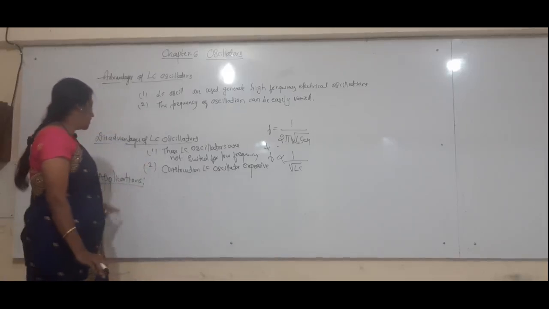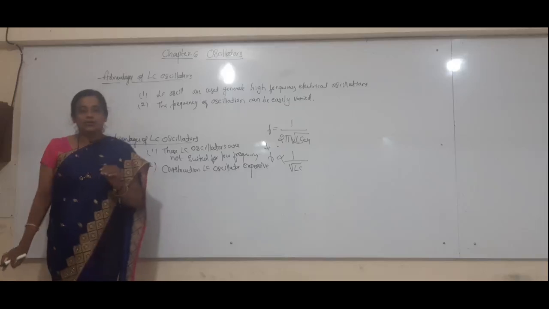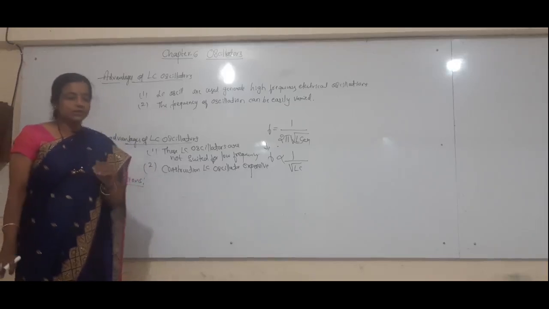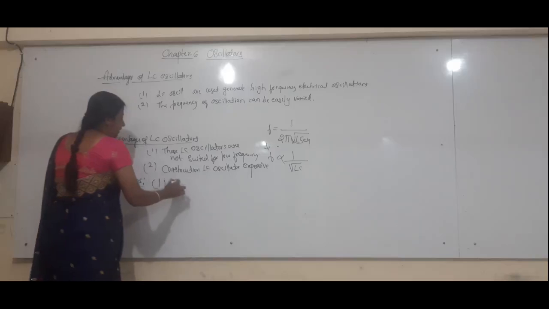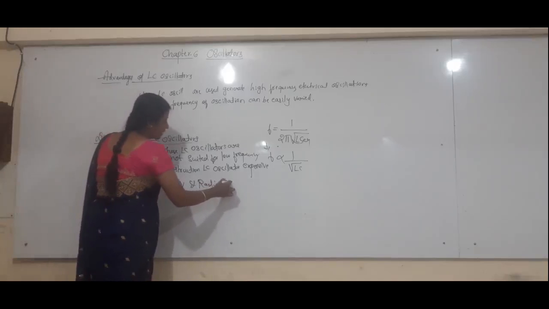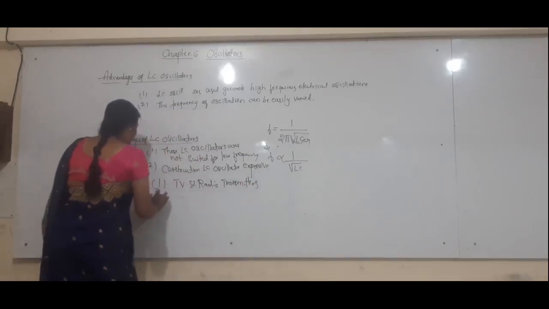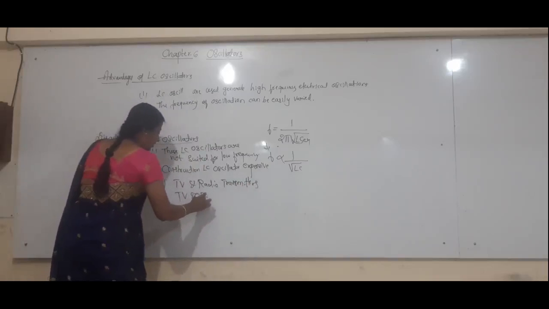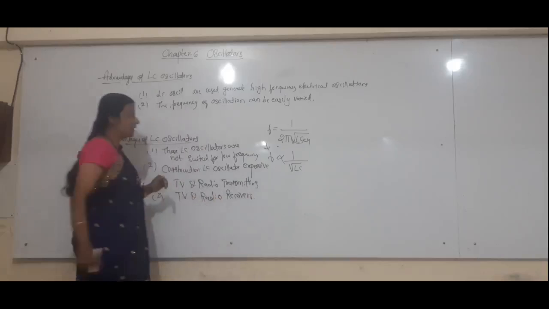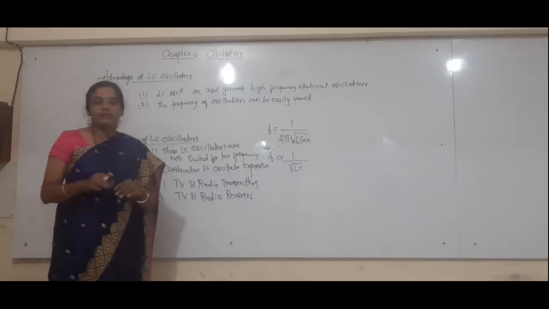Next, coming to the application areas of these LC oscillators. I already told you that these LC oscillators are employed to generate high frequency signals, radio frequency signals. Because of that they are used in TV transmitters and radio transmitters. Not only that, in TV and radio receivers also they make use of these LC oscillators. So these are the application areas of your LC oscillators. This completes the theory of LC oscillators.